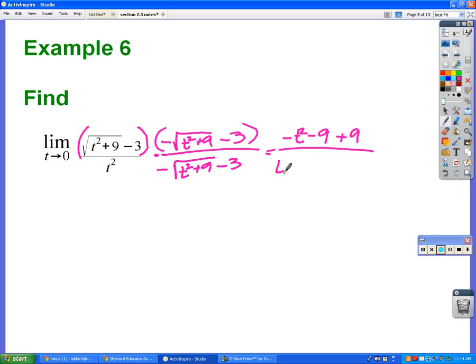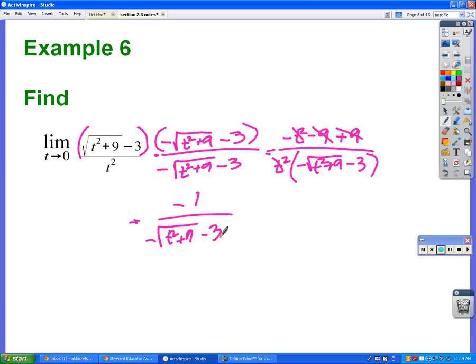And then as I tried to emphasize before, do not try to distribute on the bottom. Leave that the way it is. Because the 9s will now cancel, and then the t squared there and the t squared there also cancel. So that gives me negative 1 over negative square root of t squared plus 9 minus 3. We want the limit here as t approaches 0, so what can I do now?